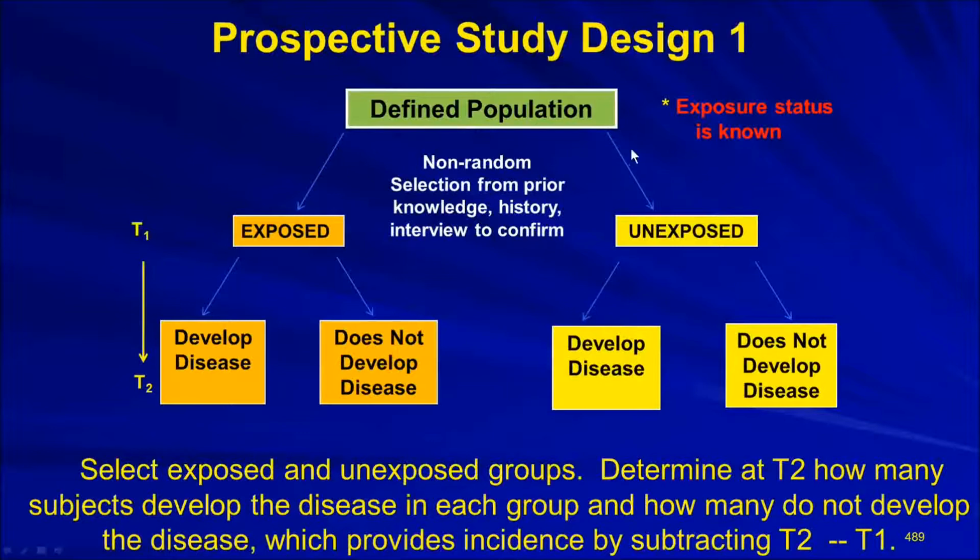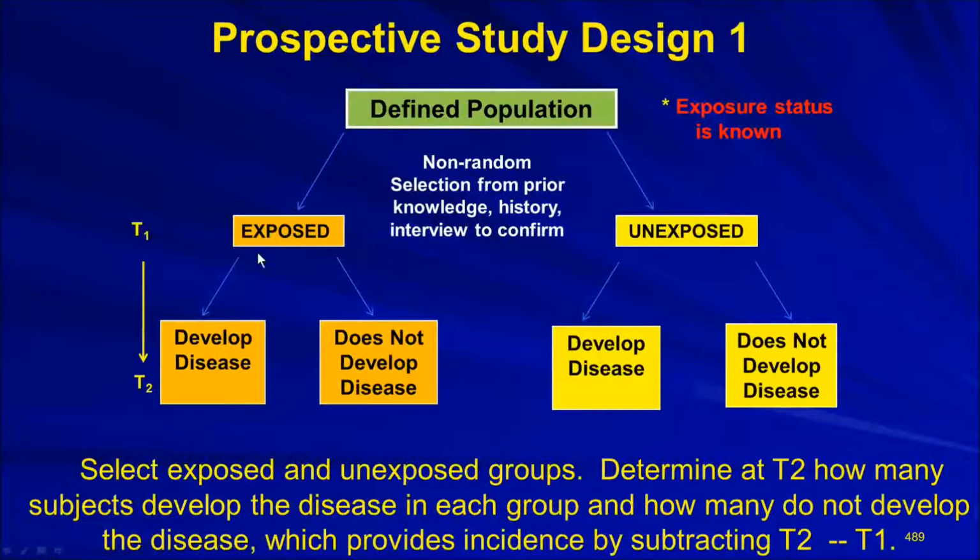Okay, so we have a defined population. Exposure status is unknown, and we have a non-random selection. We select from prior knowledge and history and interviews to confirm whether they've been exposed to something or not exposed. Then what follows, this is time, of course, and we're following them over time.